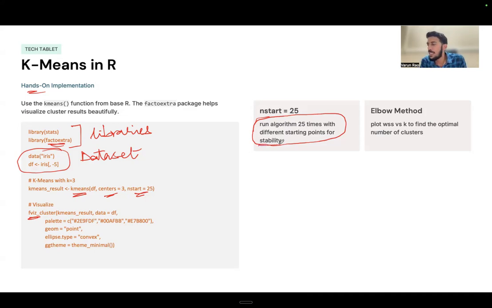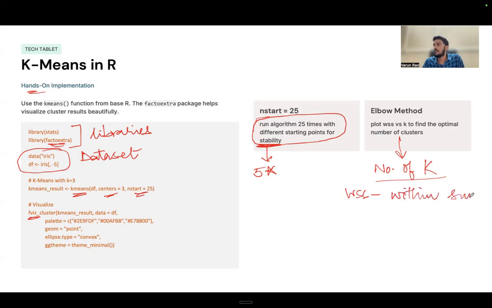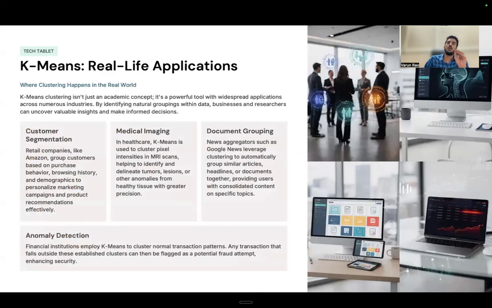And stability is very, very important. I would call it a 5-star importance in data science, right? And then as I said, the elbow method is used to find out the number of k, right? And here you have WSS, which is within sum of squares. So using this, you would be able to understand where your new point would be, able to find its new position.